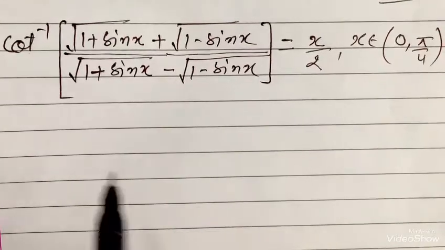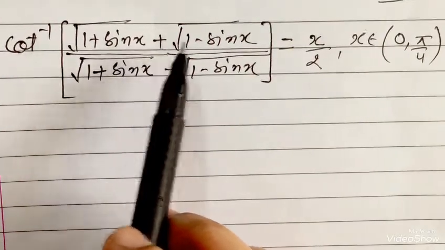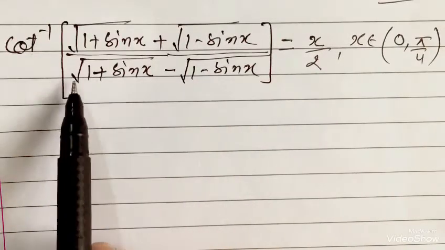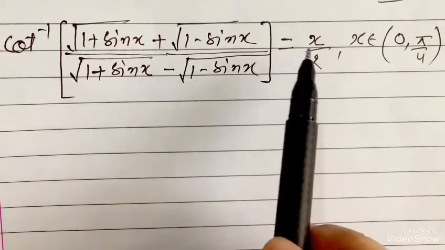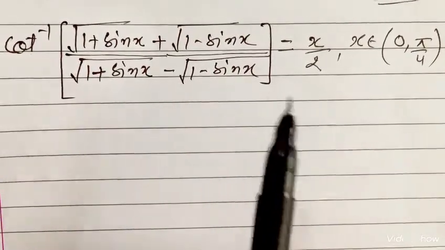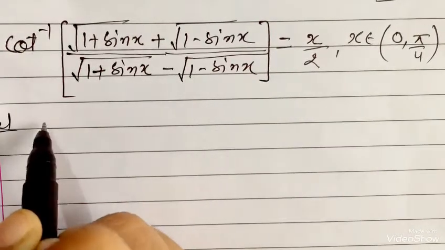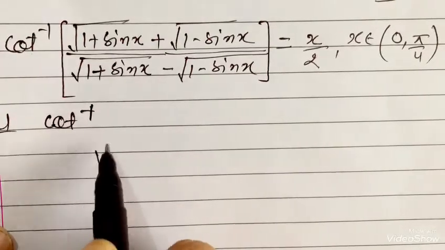The next question: cot inverse of (under root 1 plus sin x plus under root 1 minus sin x) divided by (under root 1 plus sin x minus under root 1 minus sin x) is equal to x by 2. So for this question, students, first we rationalize it.